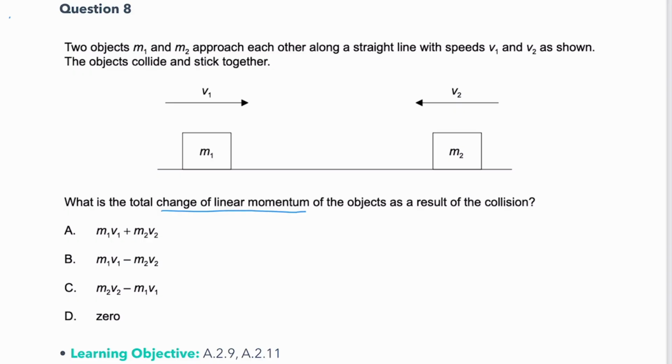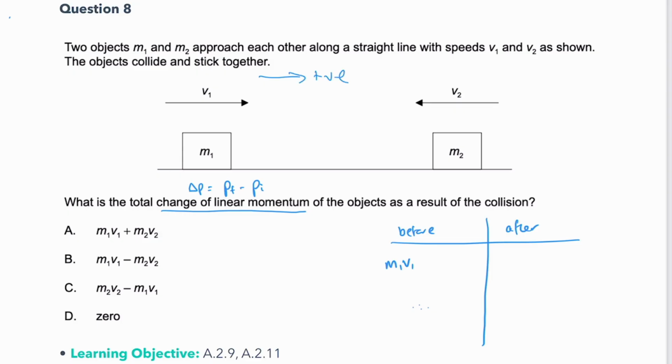The change of linear momentum means this, and it's final momentum minus initial momentum. So the instinct is to calculate the momentum before the collision and after the collision. We'll do that. The momentum before is m1 v1, and let's make that in the positive direction, plus m2 minus v2. So the total momentum before is m1 v1 minus m2 v2, and there's a minus there because v2 is going in the opposite direction.